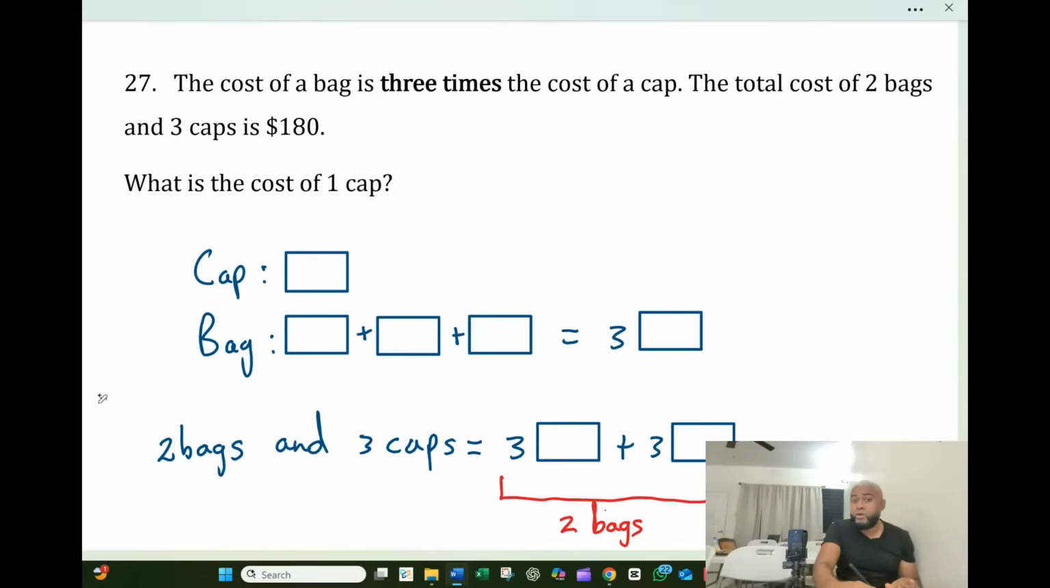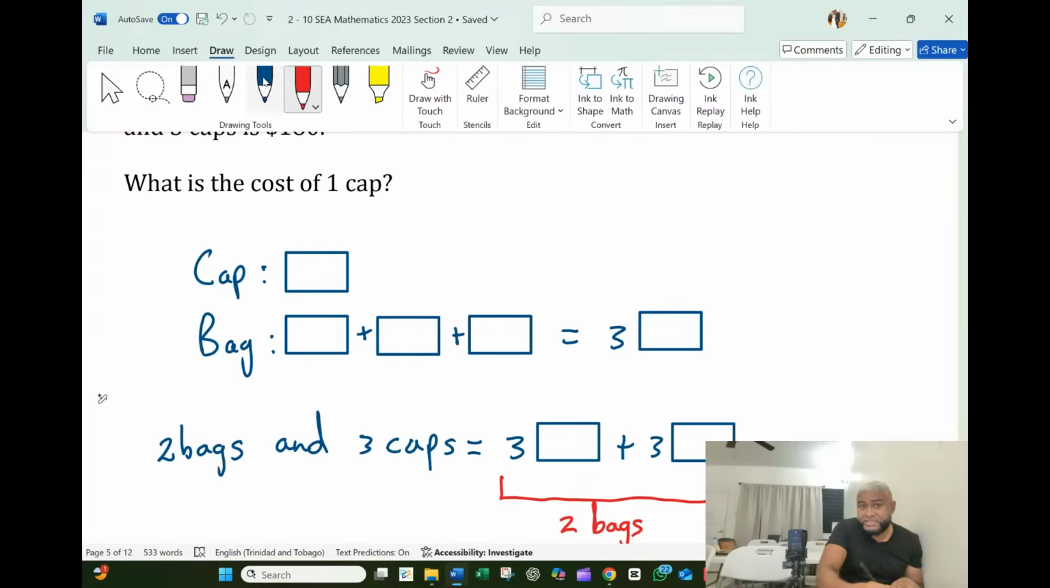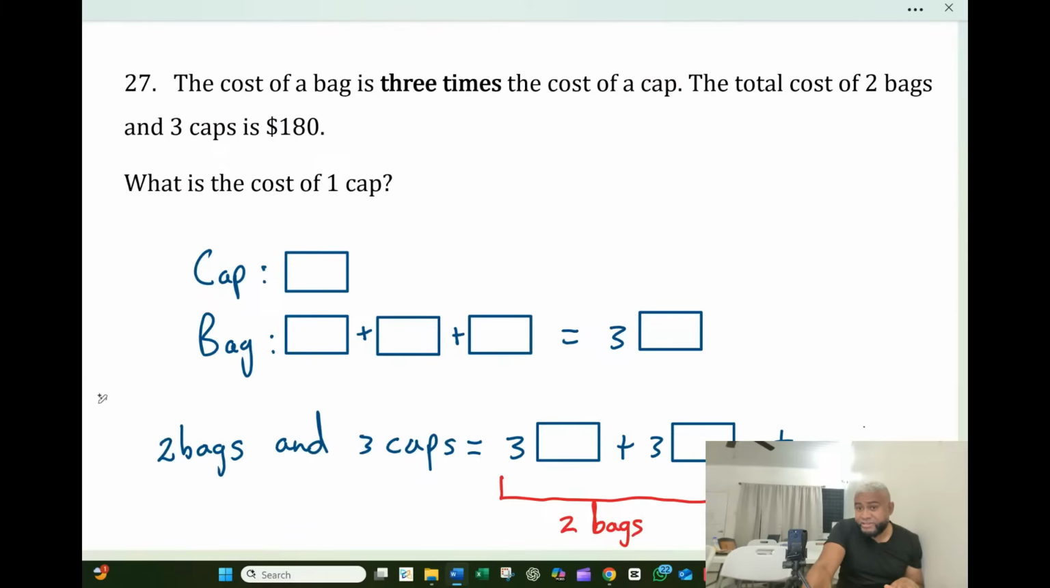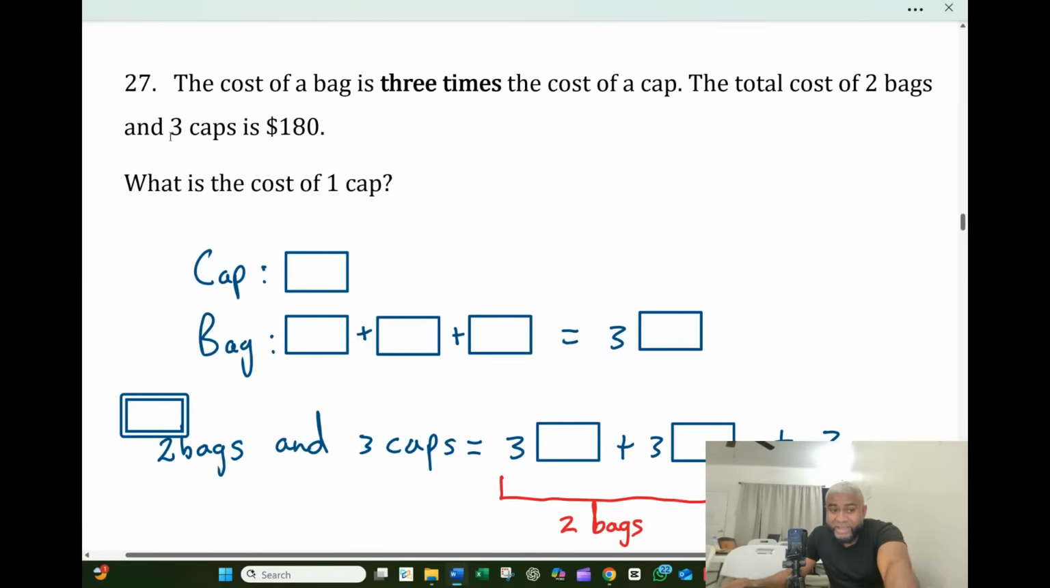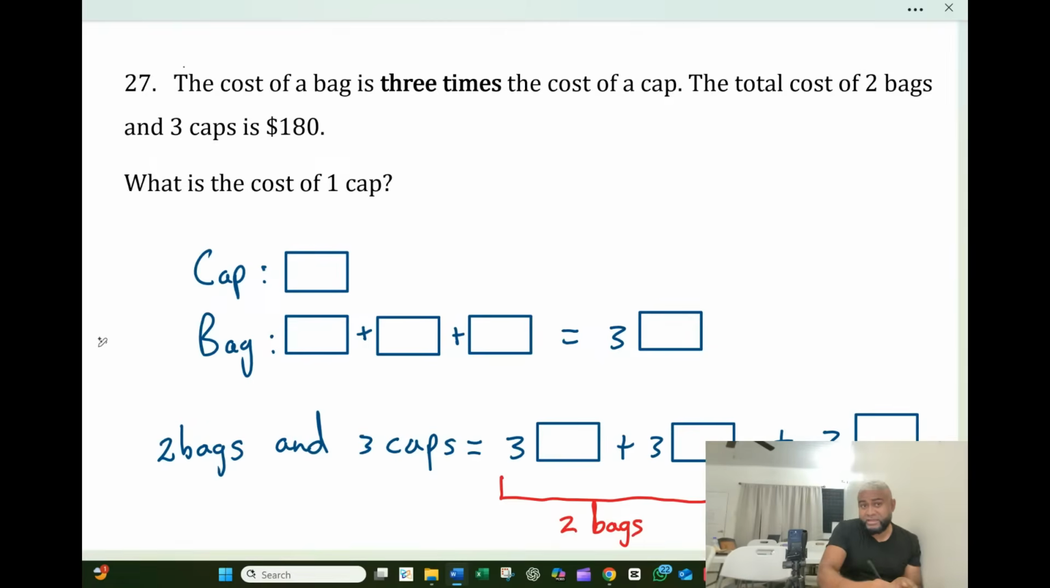Right? Now we're gonna add 3 caps. So we're gonna add 3 caps, but a cap would simply be 1 box. So it's another 3 boxes here to represent the 3 caps.